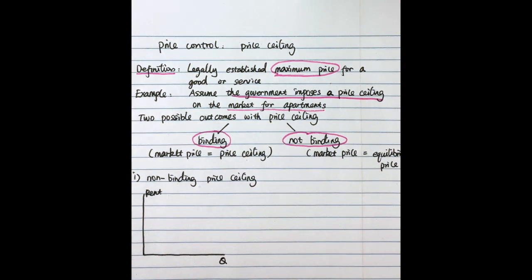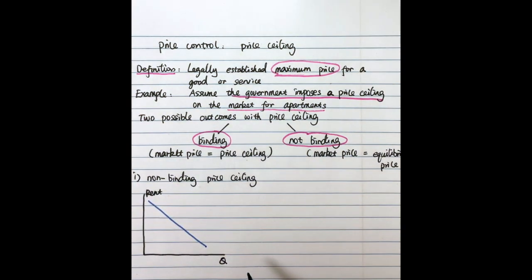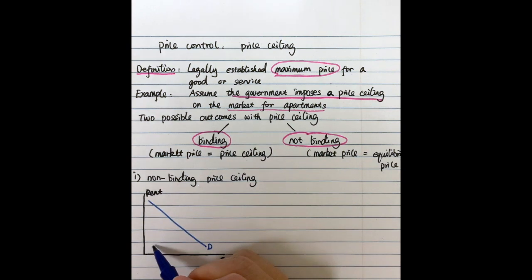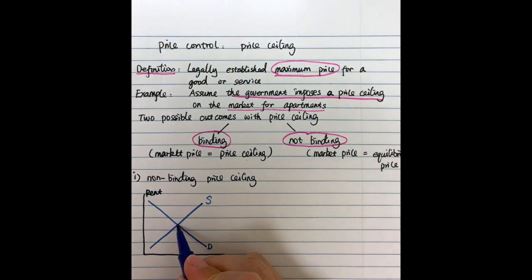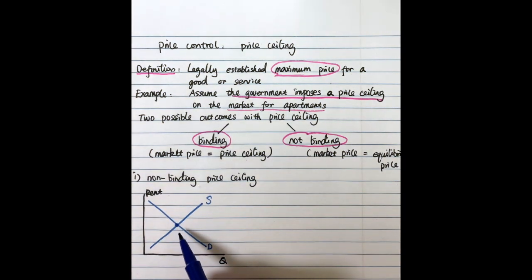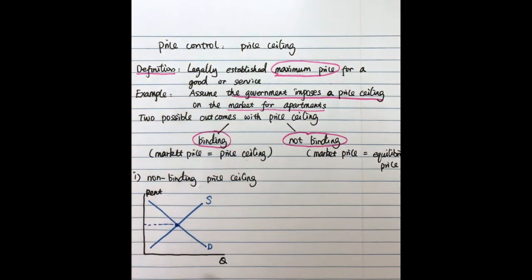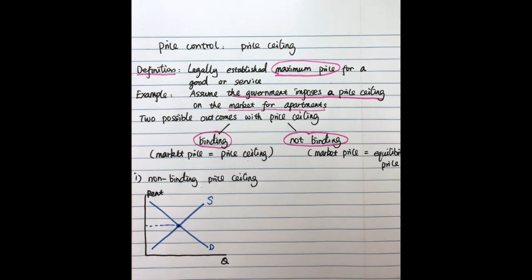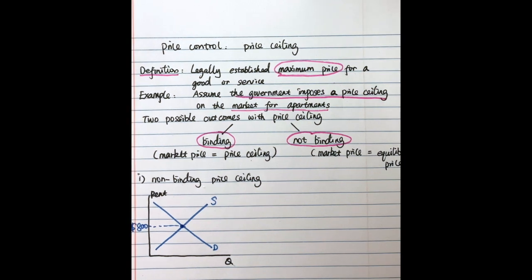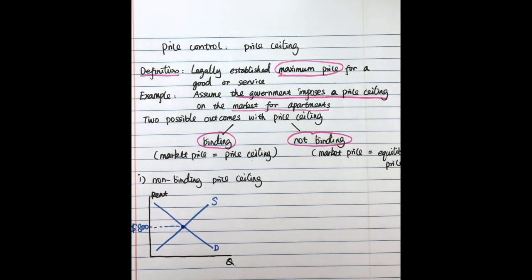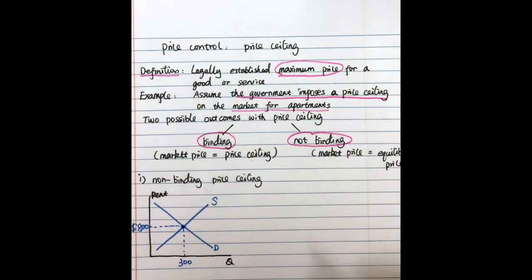As far as we know, the demand curve of the apartments will be downward sloping, and the supply curve should be upward sloping. They will intersect at one point, and this point is our original market equilibrium. At this equilibrium point, the equilibrium rent will equal $800, and the equilibrium quantity of the apartments in the market will equal 300.